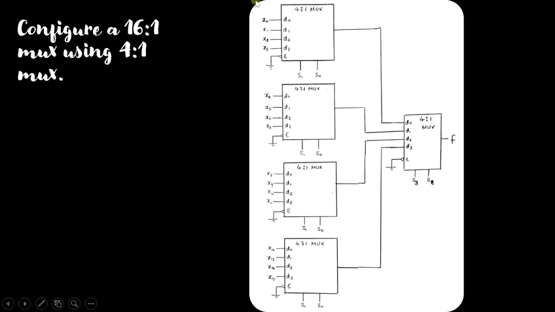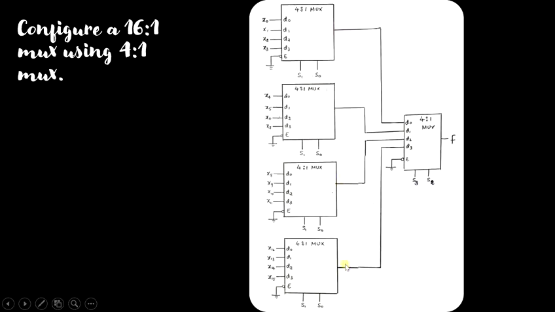Okay. When you use 4:1 mux, you can provide data lines from x0 to x15. So that is equal to 16 data lines. So that is why you have 16 here. Now, the output of each mux is single. Okay. So if I consider this to be one output, second output, third output and fourth output.